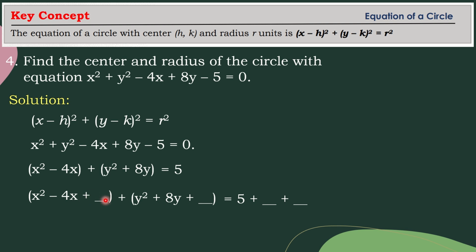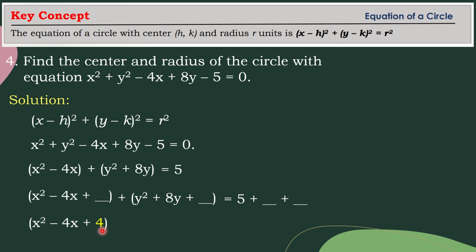Question, what is the value of the first blank to make it a perfect square trinomial? So all you have to do is just divide the numerical coefficient of the middle term by 2 and the answer will be squared. So gawin natin, isa-isahin natin. Negative 4 divided by 2, that is negative 2, and negative 2 squared, that is 4. Ulitin ko po. Numerical coefficient po ng middle term. Ito po yung middle term. So negative 4 divided by 2, that is negative 2. And negative 2 squared, that is 4.